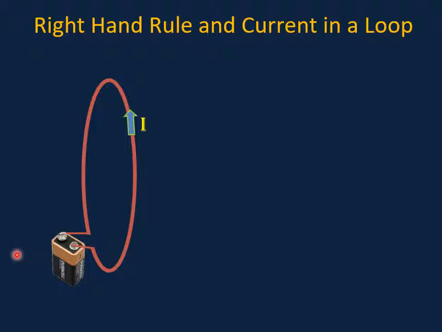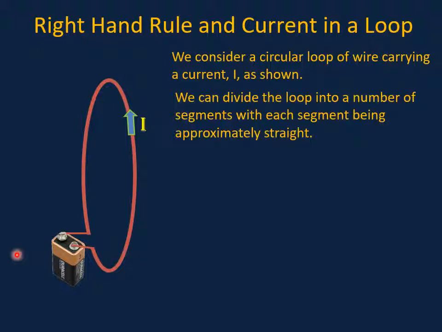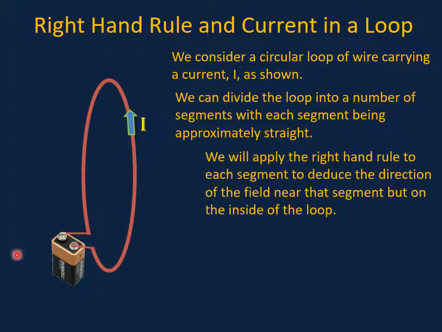We will work out the direction of the magnetic field in a circular loop carrying the current. We consider here a circular loop of wire carrying the current I as shown. We can divide the loop into a number of segments, with each segment being approximately straight. So here's the first segment, the next segment, the third segment, and the fourth segment.